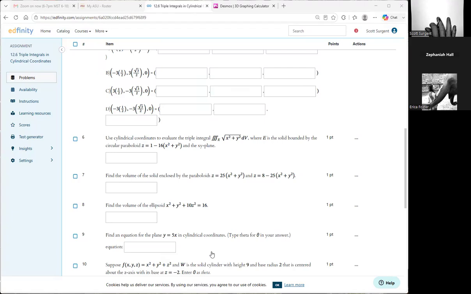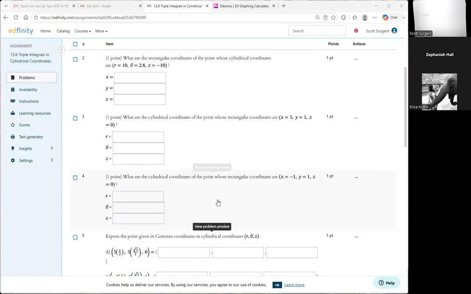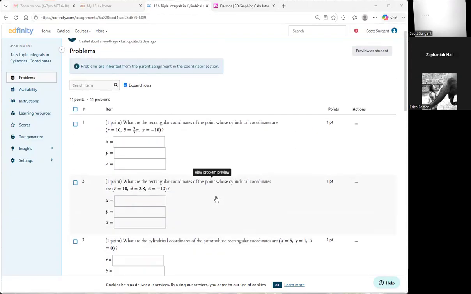This is 12.7, number 6. Did I give you the wrong one? Use cylindrical coordinates to evaluate this triple integral. Sorry, that's not it. Let me see if I wrote down the problem wrong. Which one did I write down wrong?